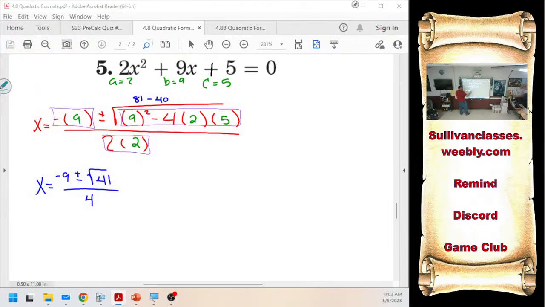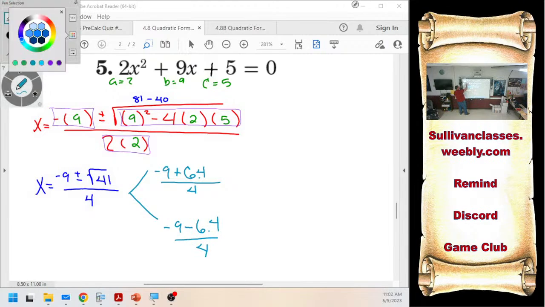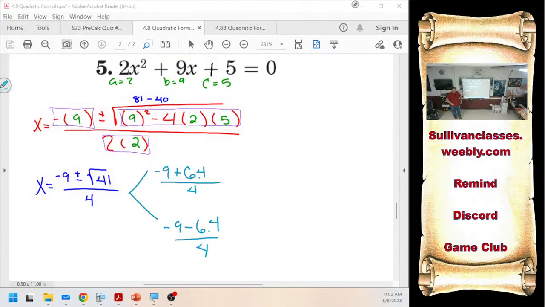I now say that this is negative 9 plus 6.4 over 4 and negative 9 minus 6.4 over 4. You can still do that with decimals, right? It's one of the few times that I said we can use decimals. Negative 9 plus 6.4 is negative 2.6 over 4. Negative 9 minus 6.4 is negative 15.4 over 4.